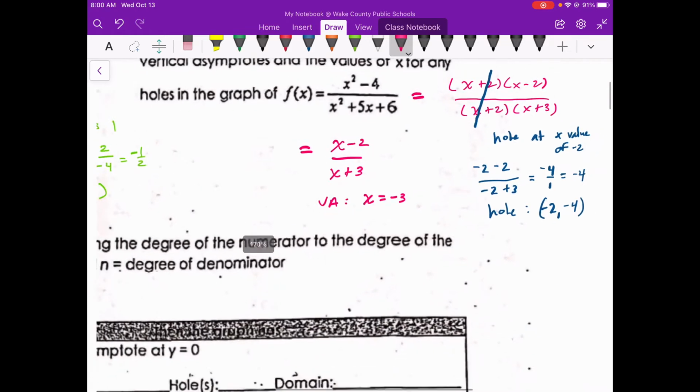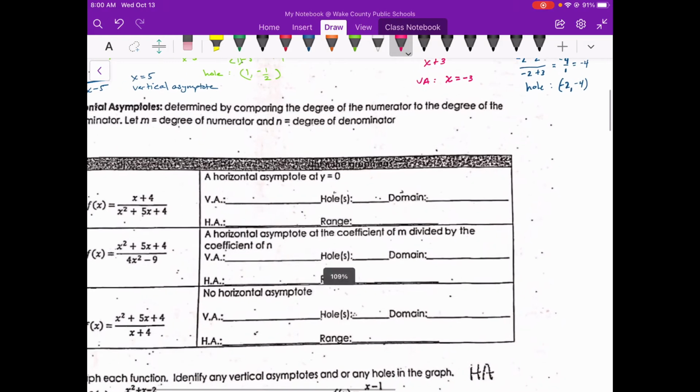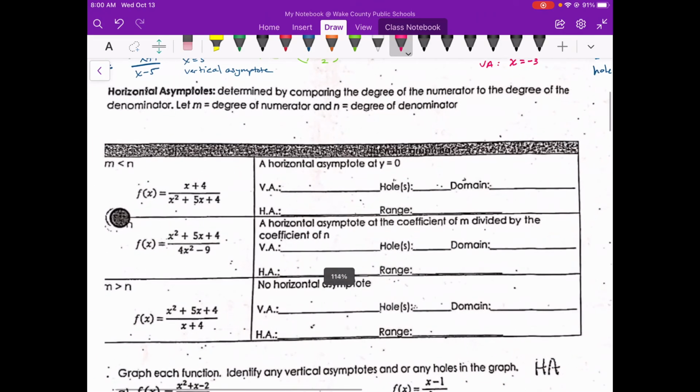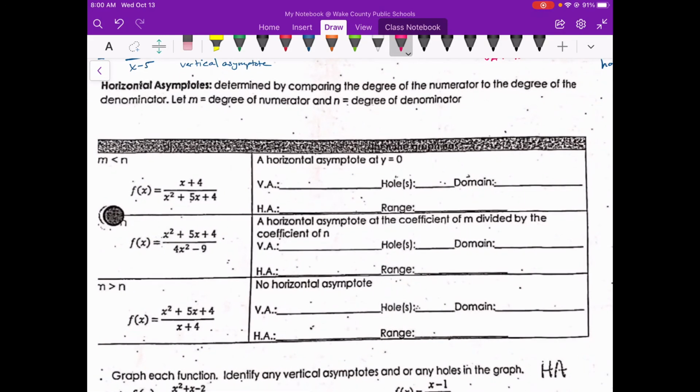Let's take a look at this chart right here, and it'll talk to us a little bit about determining horizontal asymptotes. So some important information for you here, and feel free to pause the screen at any point and write this down. But horizontal asymptotes is where you compare the degree of the numerator and the degree of the denominator. Remember that the degree is the highest power. So the degree of the numerator and the degree of the denominator is what you should identify right away. And then this chart helps us to understand.